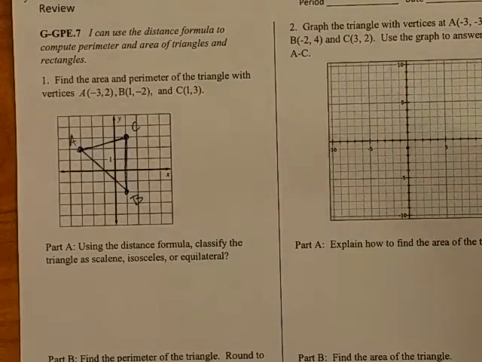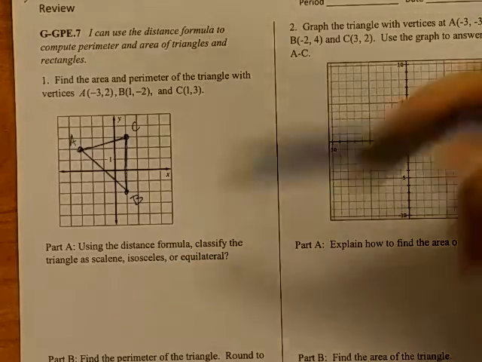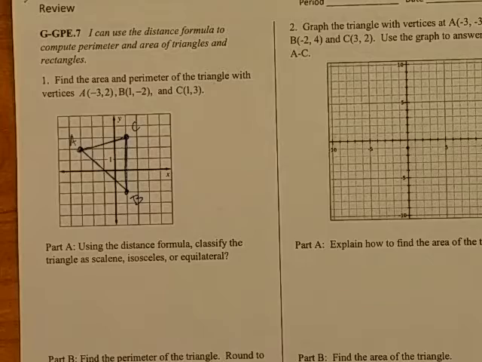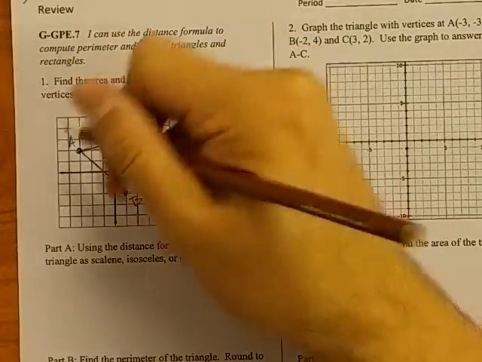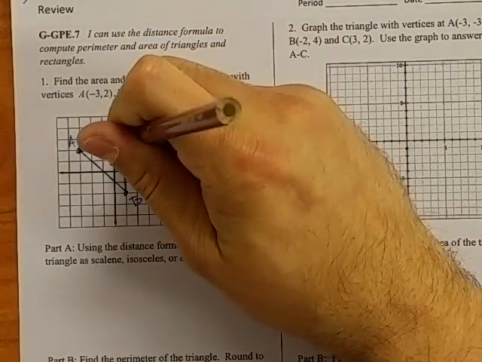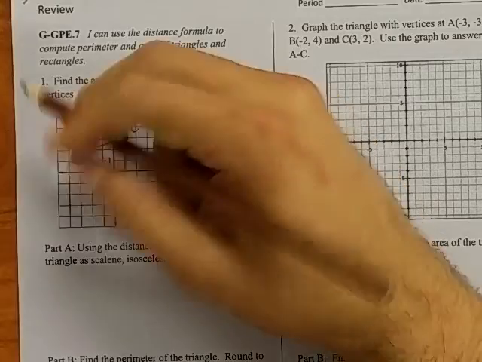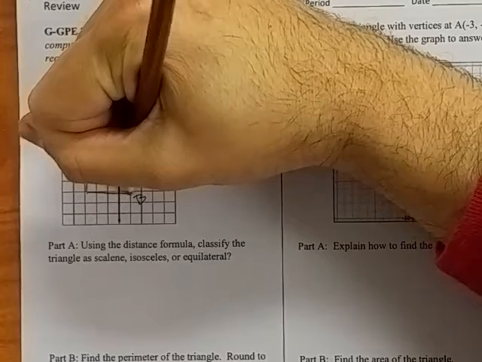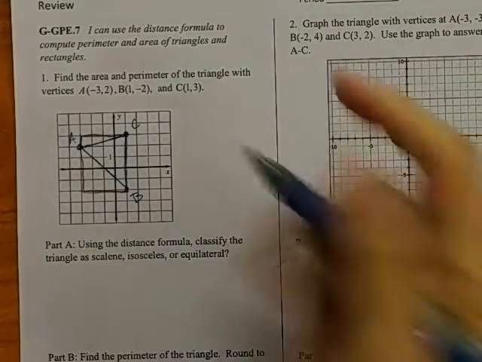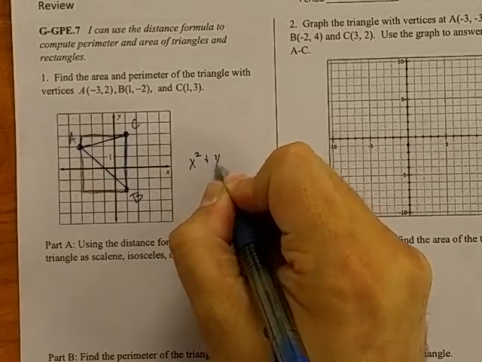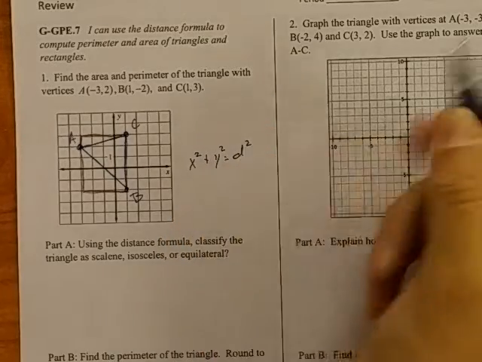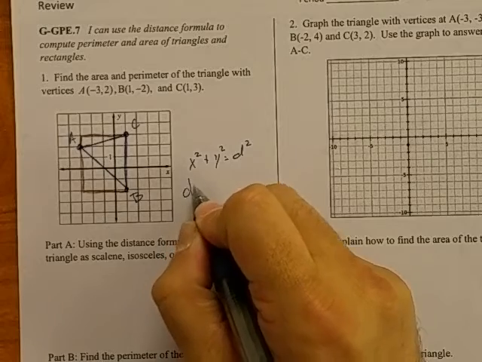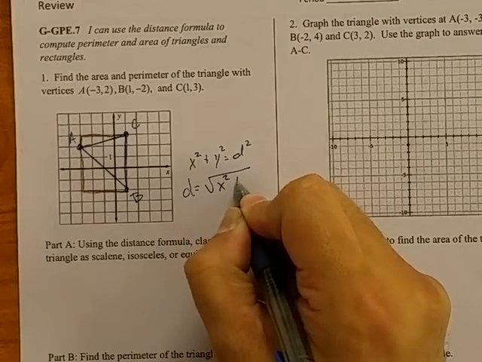All right, so first thing, part A, says use the distance formula to classify the triangle as scalene, isosceles, or equilateral. So I need to go through and do my Pythagorean theorem. So I'm going to box off what I have here to find my distance. So these are the pieces I'm going to be talking about here. So my distance formula is going to be x squared plus y squared equals my distance squared. Or I could just rewrite it as distance is equal to the square root of x squared plus y squared.